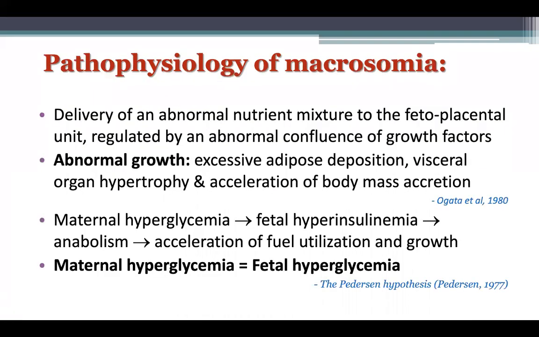So, why macrosomia? As I told, maternal hyperglycemia, fetal hyperinsulinemia, there is accelerated utilization and more growth. Insulin is an anabolic hormone that will result in growth. Accelerated body mass accretion will be there. Visceral organ hypertrophy will be there. More adipose tissue deposition, more in the back and shoulder region. That is very important. That's why these babies will have shoulder dystocia and more chance of brachial plexus palsy and birth asphyxia.